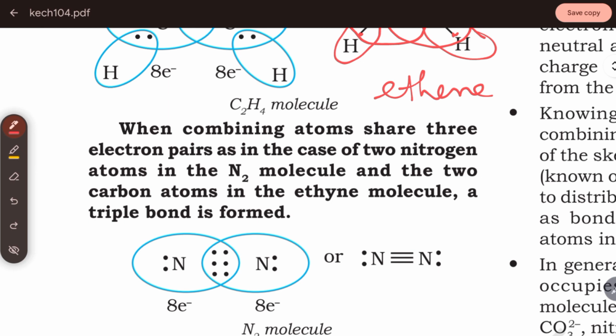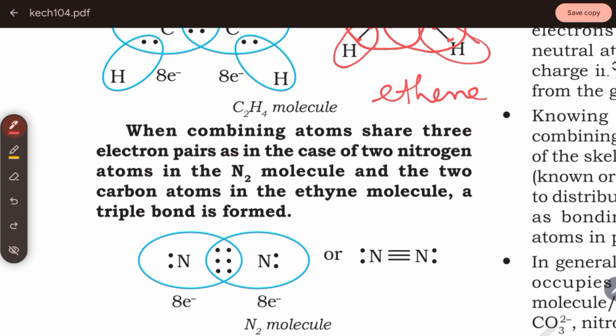Okay. So when combining atoms share 3 electron pairs, that is what we are seeing in nitrogen. This is 1, 2, 3, 4 and 5. 1 lone pair of 1 nitrogen, another lone pair of another nitrogen. This nitrogen attains, it has 5 plus 3.